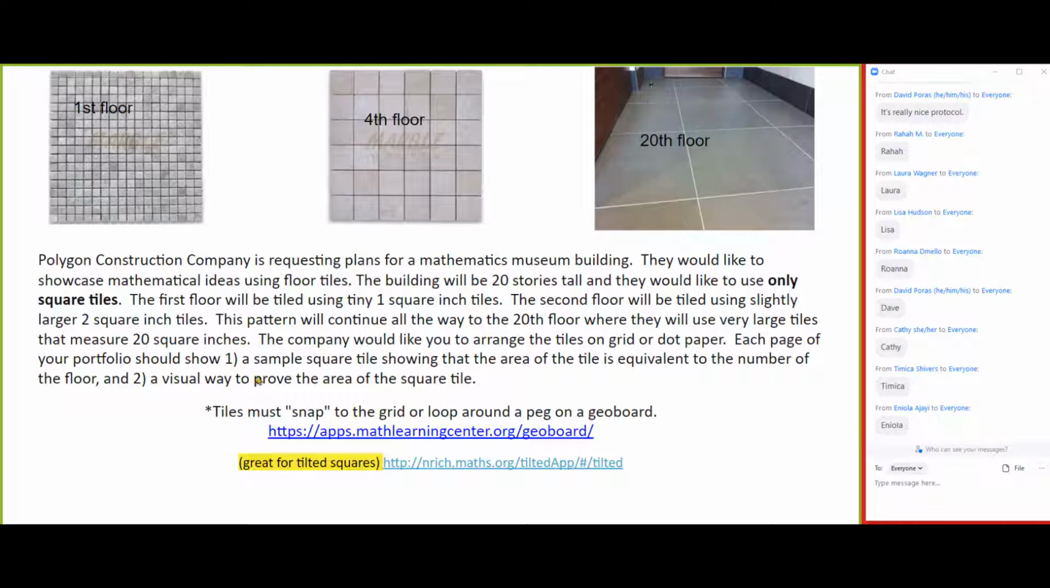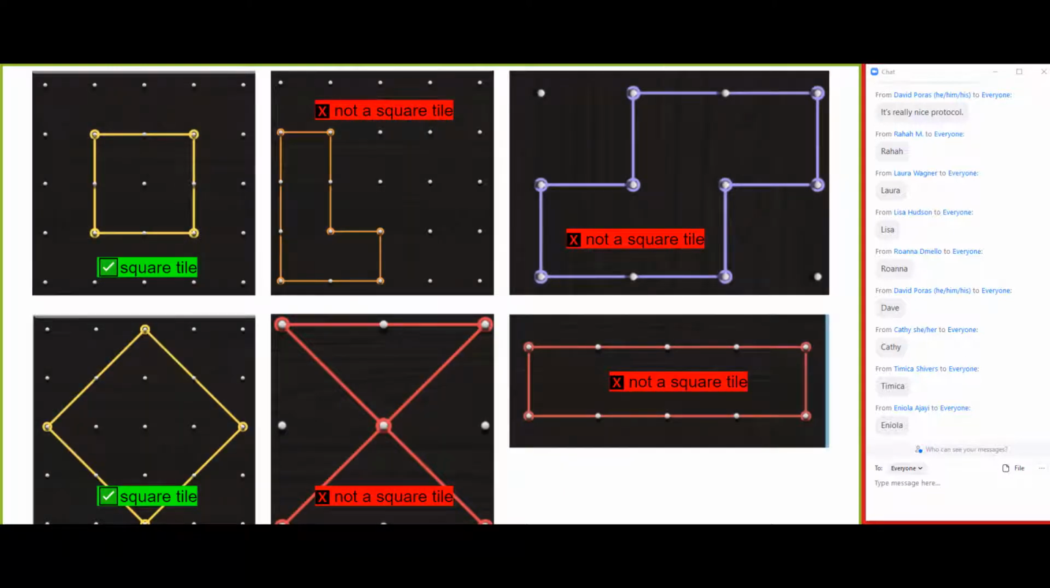Each page of your portfolio should show a sample of the square tile and a visual way to prove the area. There's 2 suggested virtual manipulatives. If you have others that you like for this, feel free to put them in the chat box and use them. Math Learning Center has a great geoboard, and Enrich Math has a great tilted square. And on the next slide, it shows what's allowed and what's not allowed. So you can have a square the way we normally see it with a base. You can also have a tilted square where it's kind of resting on a point. But the other 4 are not allowed.